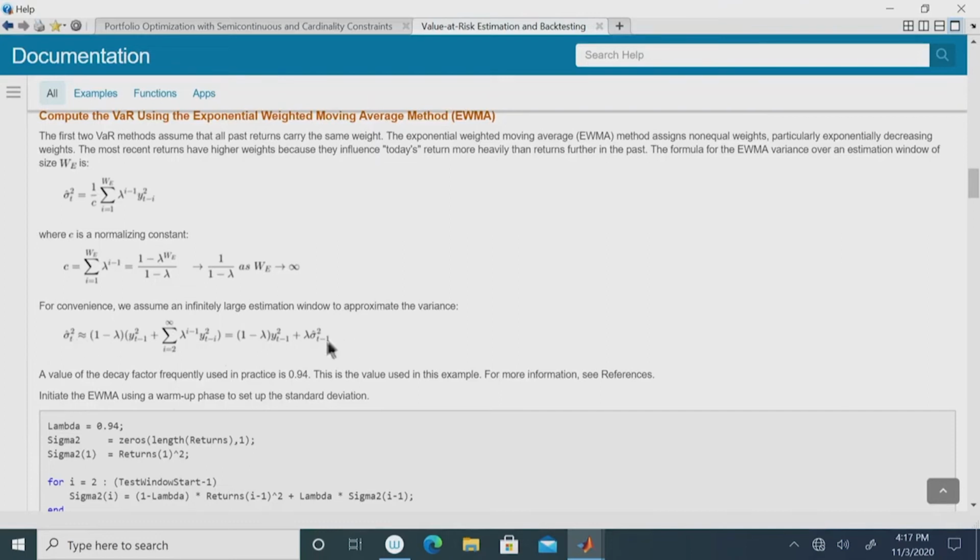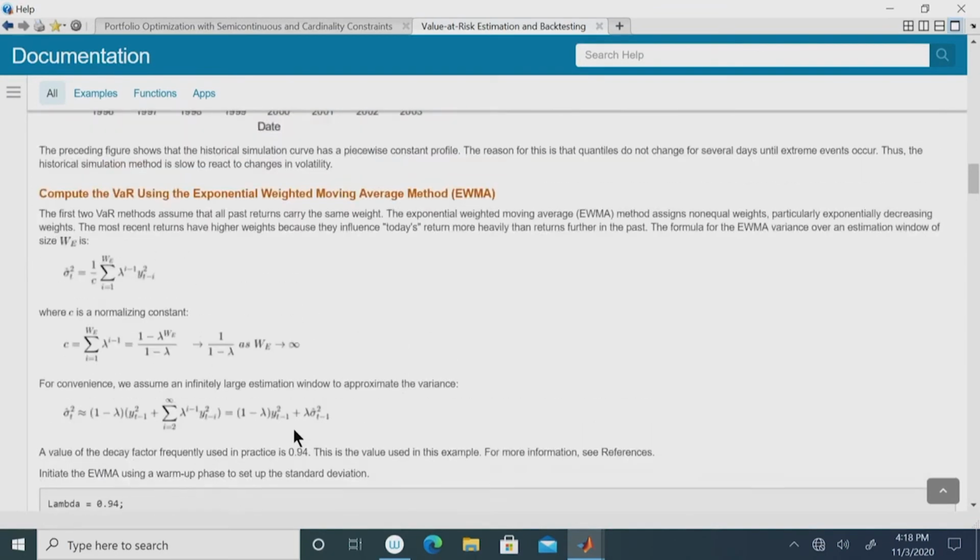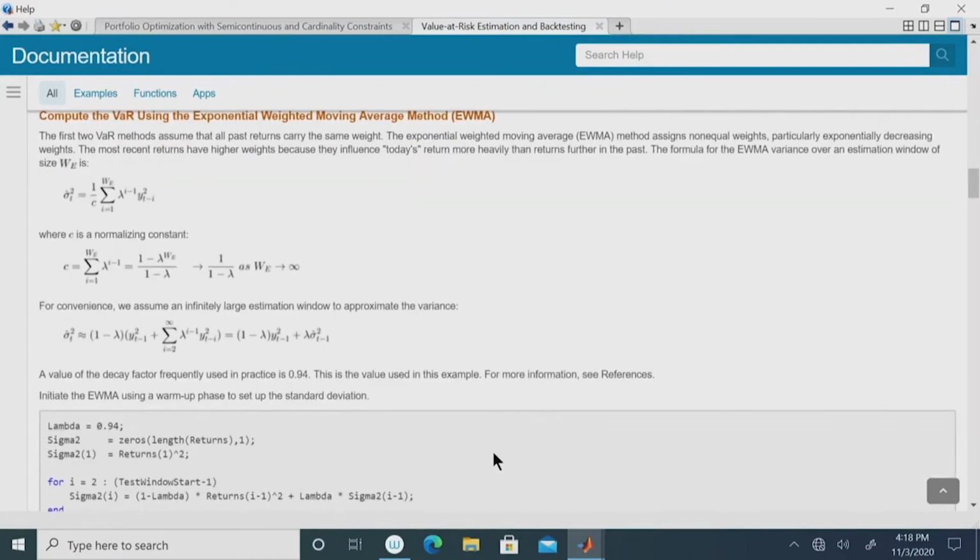For example, here you are using the sigma hat at t minus 1 and y at t minus 1 to estimate the value at t, and likewise once you have estimated the value at t, you can replace it here in order to estimate sigma hat squared at t plus 1. Now, in practice, this decay factor is taken to be 0.94. So, in this example, we will make use of this particular decay factor, which is the value of lambda.